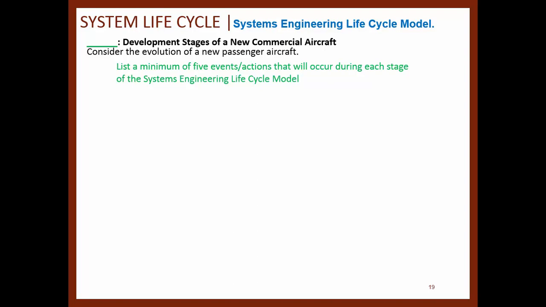And I want you to think about the development of a new commercial aircraft. Consider the evolution of the new passenger aircraft. I want you to go and look at those 3 stages and list a minimum of 5 elements, actions that will occur during each stage of the system engineering lifecycle model. Okay, so you can just open a new Word document and list the 3 stages and list 5 activities for each one of the stages that are related to the development of a new commercial aircraft.